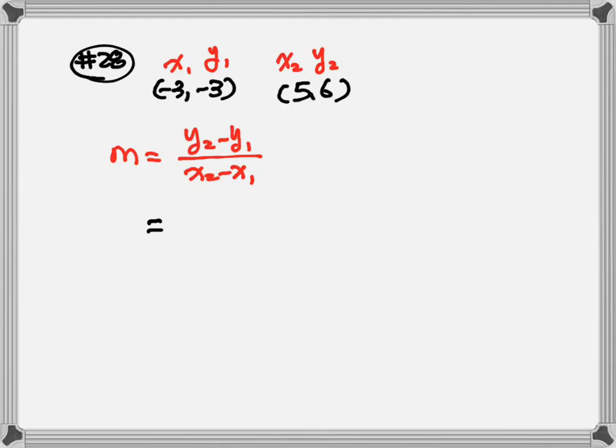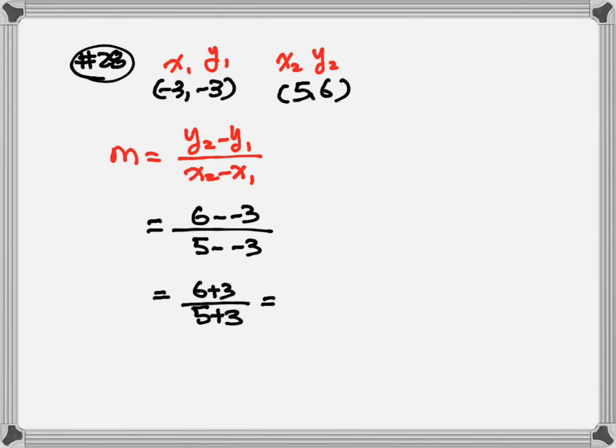So my y2 is 6 minus my y1, which is -3, over x2, which is 5, minus my x1, which is -3. So I have 6 plus 3 over 5 plus 3, because negative and negative become positive. So the numerator is 9, the denominator is 8, so it'll be 9 over 8. Now let's look at number 30.